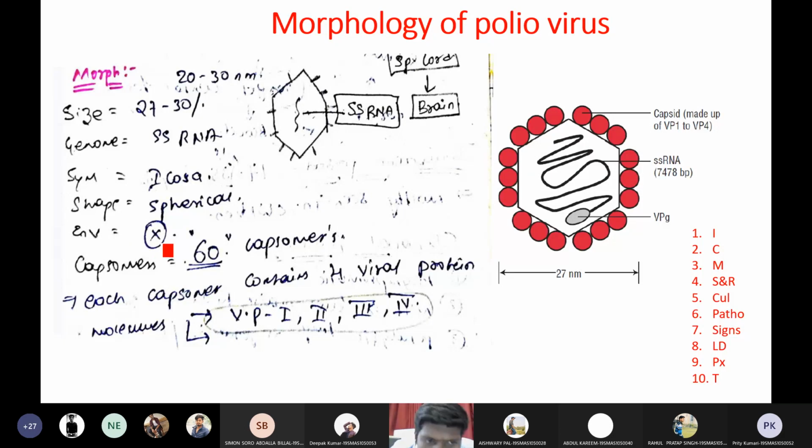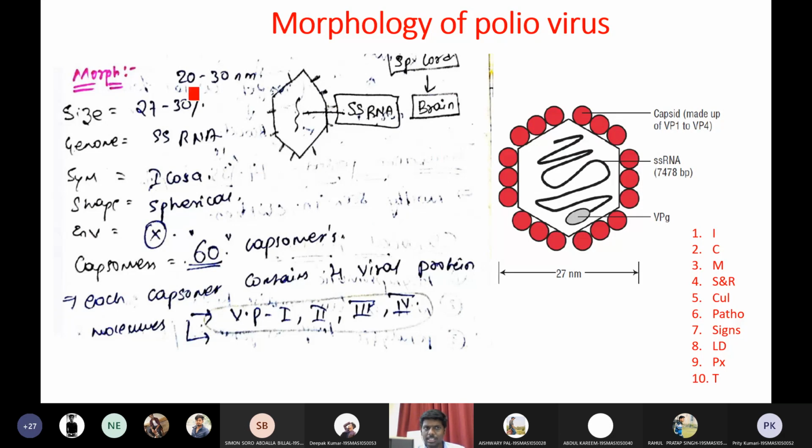How many capsomers does the virus have? Poliovirus has 60 capsomers. Are there any special proteins in poliovirus? Yes, we have viral specific proteins. Those proteins are called viral protein 1, 2, 3, and 4. So we have four viral specific proteins: VP1, VP2, VP3, and VP4. This is the morphology of a poliovirus.